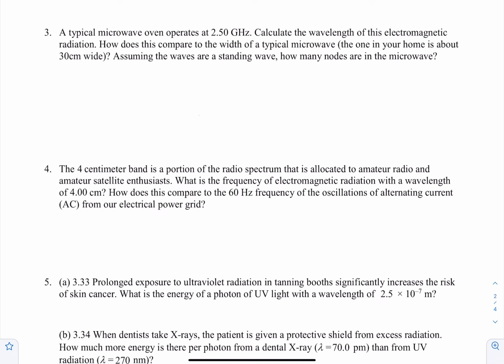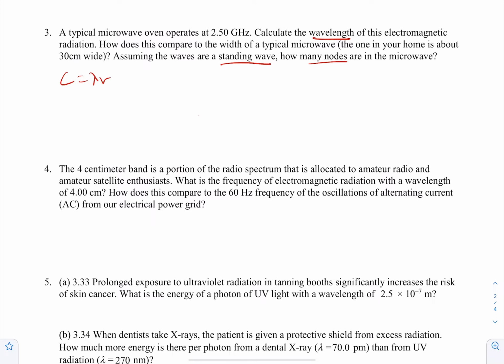Number 3, a typical microwave oven operates at 2.5 gigahertz. Calculate the wavelength of this electromagnetic radiation. How does this compare to the width of a typical microwave? The one in your house is about 30 centimeters wide. Assuming the waves are standing waves, how many nodes are in the microwave? We'll talk about nodes in a second, but let's first calculate the wavelength of this electromagnetic radiation since we've just learned how to do that.